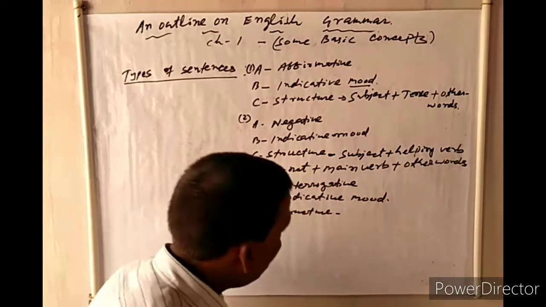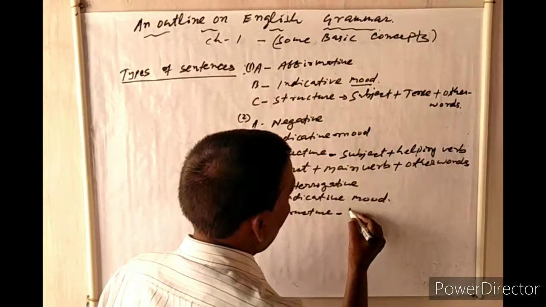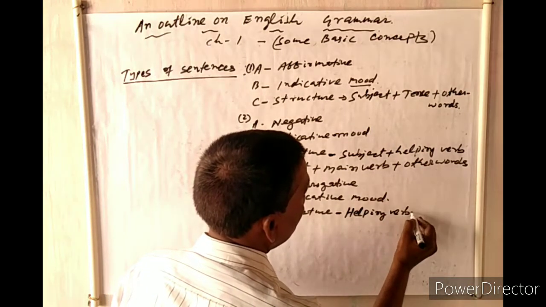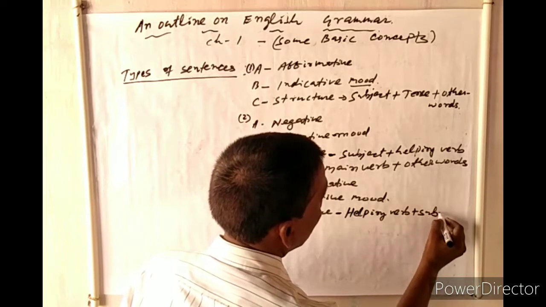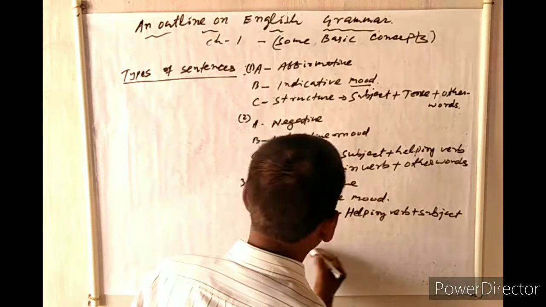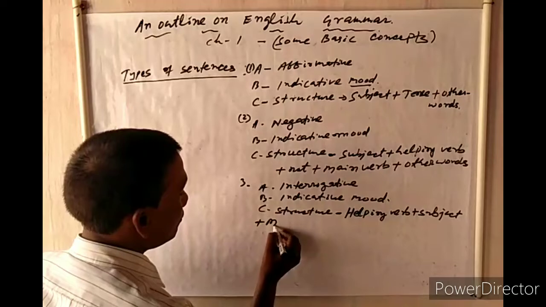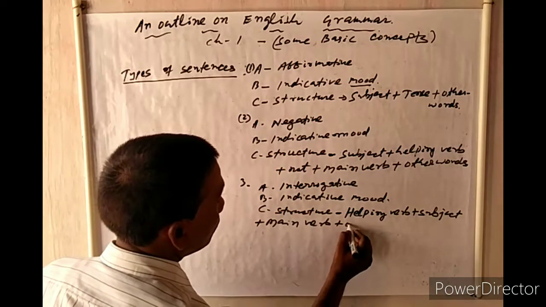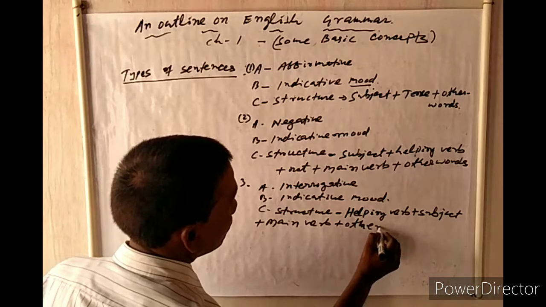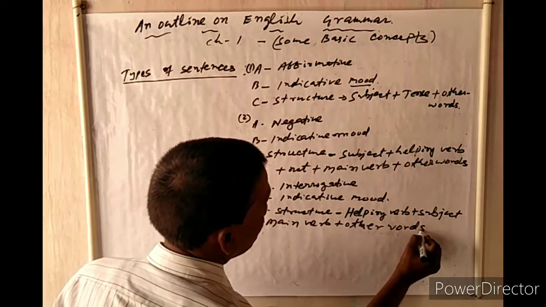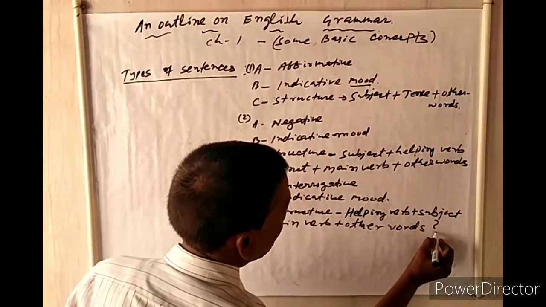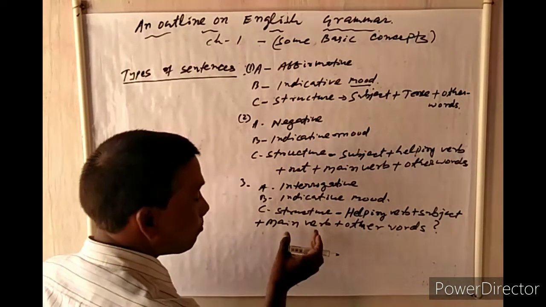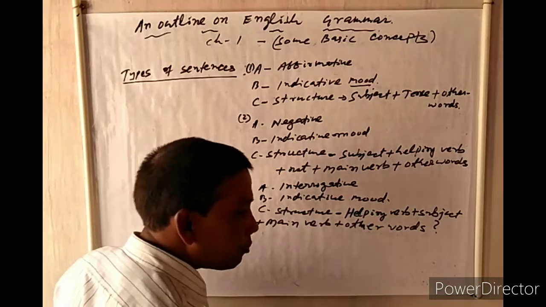But in English, what do we do? Helping verb plus subject plus main verb plus other words plus question mark. That is, helping verb plus subject plus main verb plus other words.